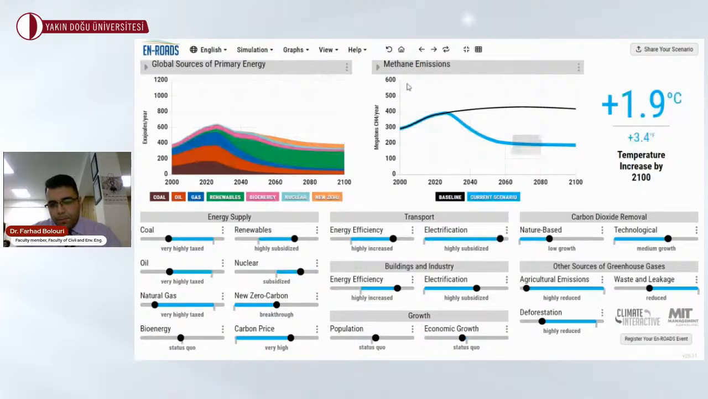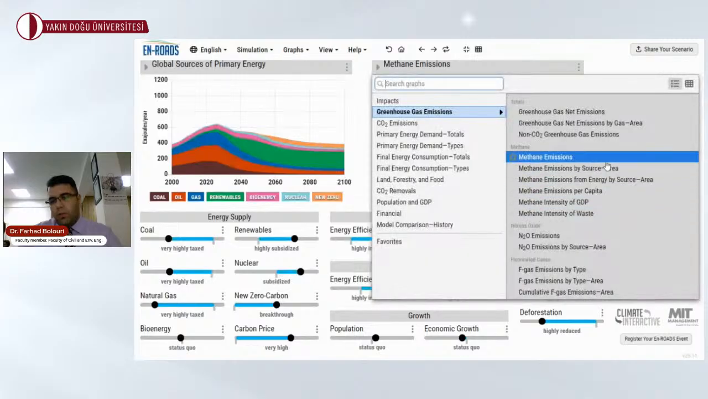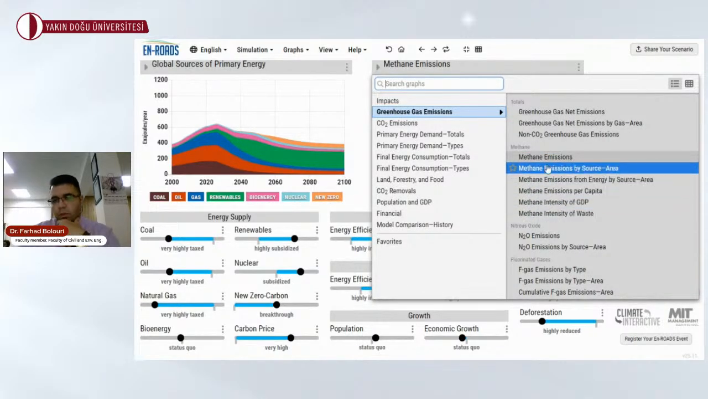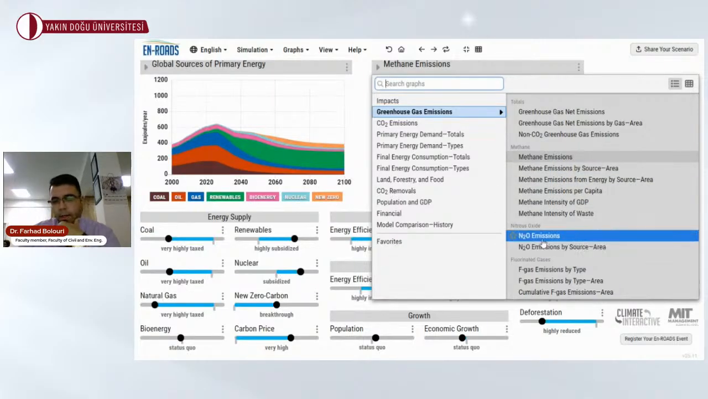After that, methane gas is so important. As you see, there are so many graphs for it because it is so important. Methane gas is more important than CO2.